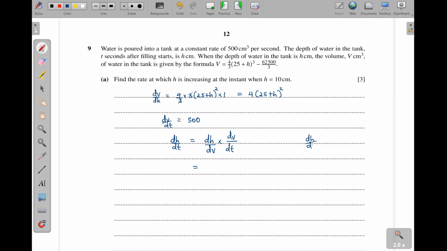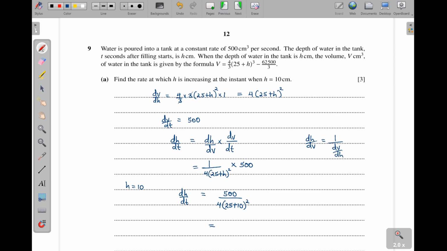Okay. Now, what is dh/dV? dh/dV is the same as 1 over dV/dh. So we shall have 1 over dV/dh, which is 4 times (25 plus h) squared, times dV/dt, which is 500. But now at this instant, when h is equal to 10, our dh/dt shall be equal to 500 out of 4 into (25 plus 10) squared.